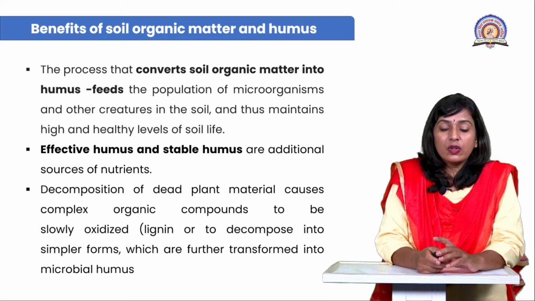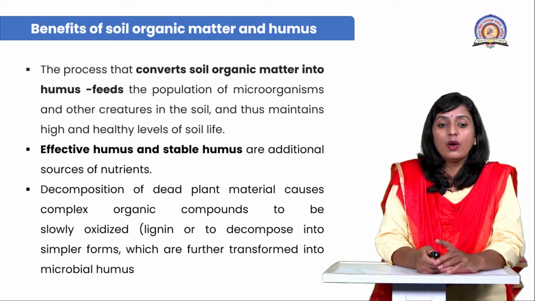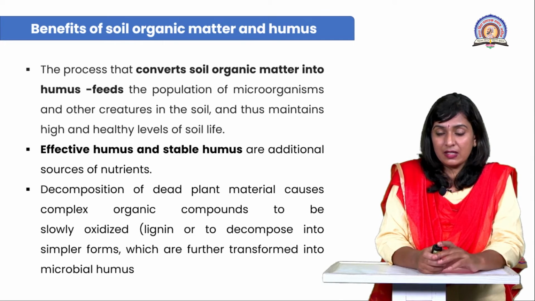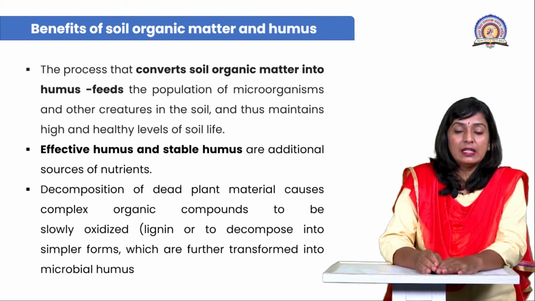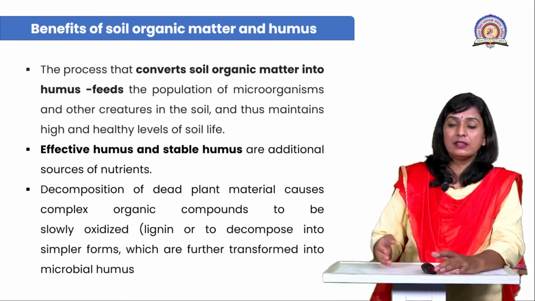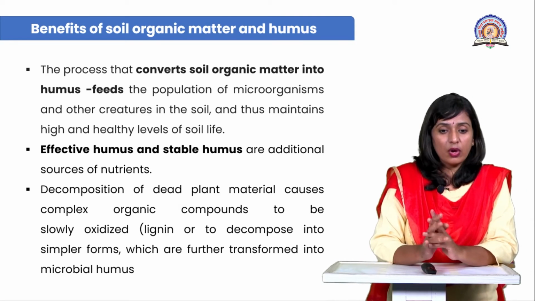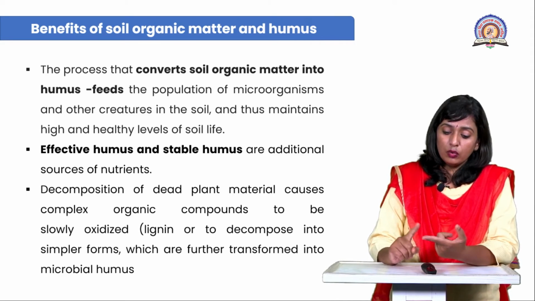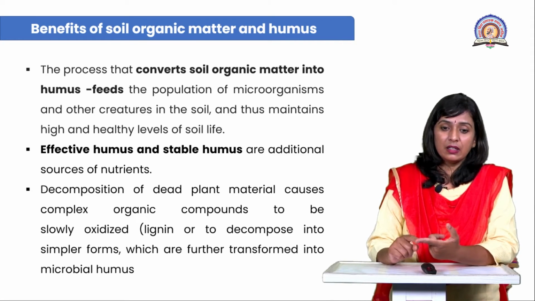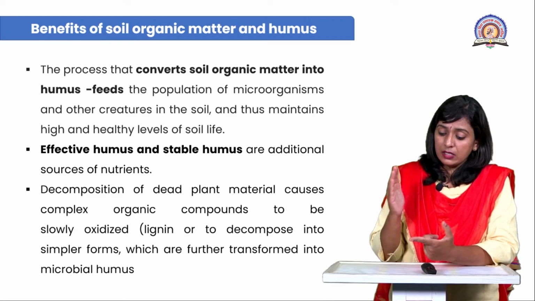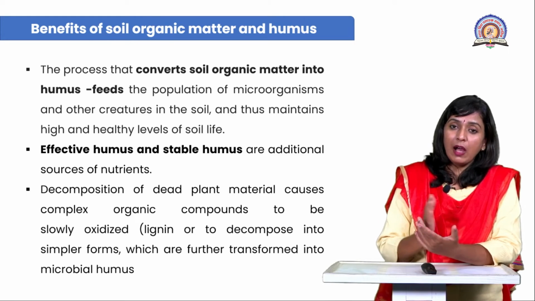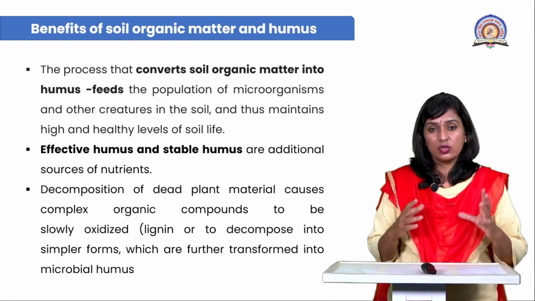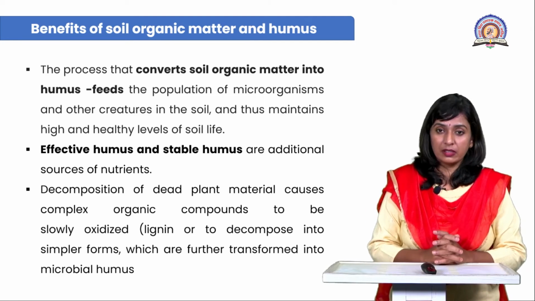So decomposition of dead plant material causes a complex organic compound to be slowly oxidized. Right? When the plants become dead, they get buried into the soil. Right? Their decomposition takes place. Okay. But those parts which are like lignin, they get decomposed slowly. Why? Because they are a complex polymer and that forms the basic structural framework of the plant.